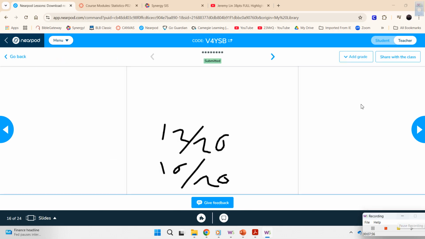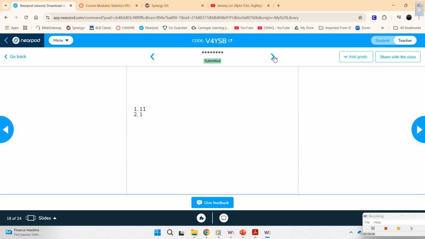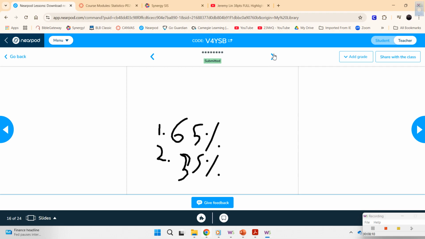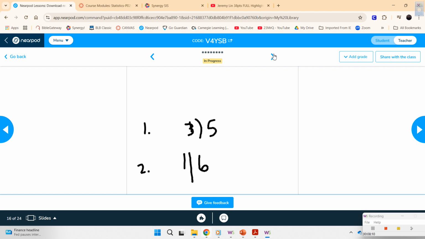Here go some numbers from your colleagues. Look up to the screen. 12 out of 20 for shooting, 16 out of 20 for passing. Okay. 11 shooting, 1 passing. 12 out of 20 shooting, 10 passing. Shooting and passing. Wow. 65% shooting, 35% passing. 3 out of 5 shooting, 1 out of 6 passing. 12 out of 20 shooting, 8 out of 20 passing. 3 out of 5 shooting, 1 out of 5 passing.